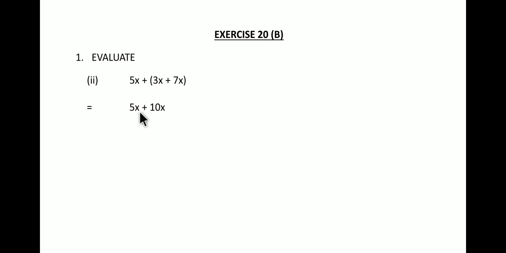Now you see 5x and 10x, the same terms, the like terms, and they can be added and you'll get the answer as 15x. 15x is the final simplified answer.